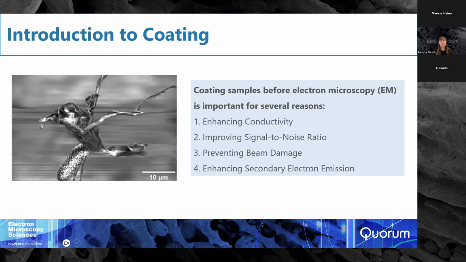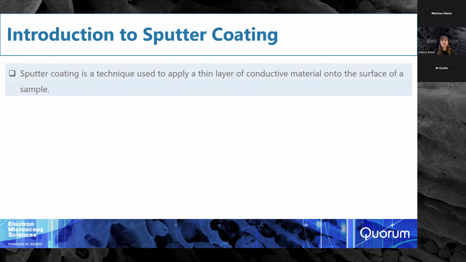Coating is super important for a number of reasons, but the main one is to enhance conductivity to prevent charging. It also improves signal to noise ratio, helps to reduce beam damage, and also helps to enhance secondary electron emission. Sputter coating itself is the technique that we use for putting down a thin layer of metal onto our sample.